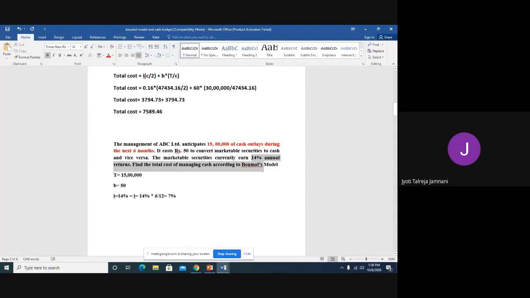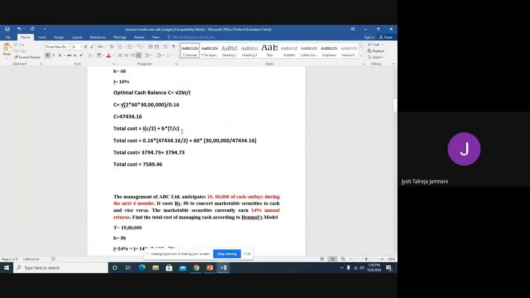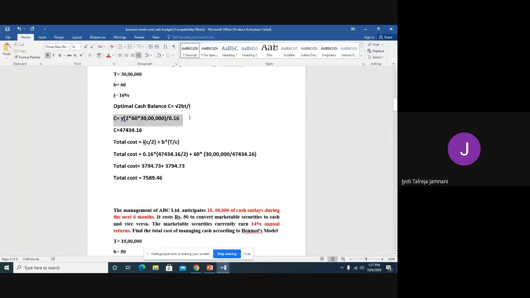We don't want annual return. When our requirement is 6 months, we will take only 6 months return. So that's the additional step that you have to do. For that purpose, you need to always check whether the requirement is for the full year or 3 months or 6 months or 9 months, whatever is given. So now that we have all these values, we will find the value of C, that is the optimum cash balance.